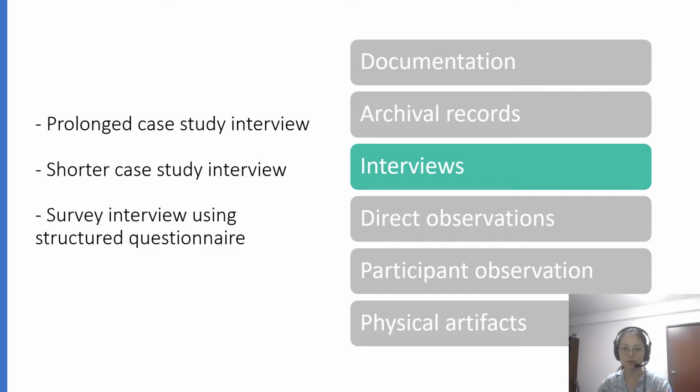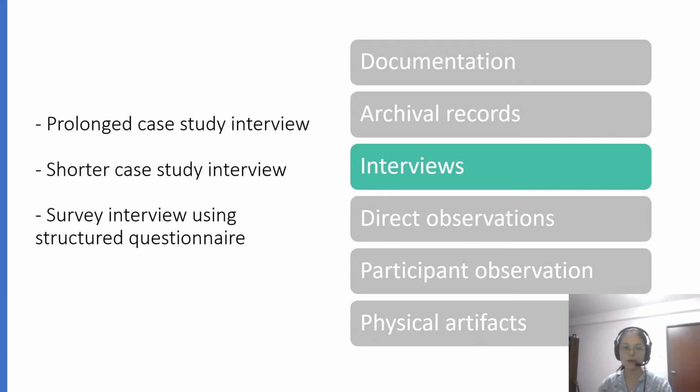A second type is a shorter case study interview that is typical, where you sit with a person or a group of persons for about 1 hour or even less than 1 hour, just to understand what you are interested in, what their perspective is of the reality that you are studying.